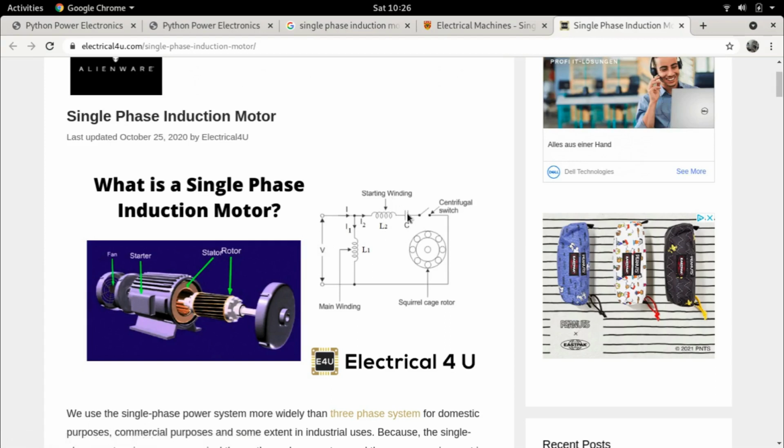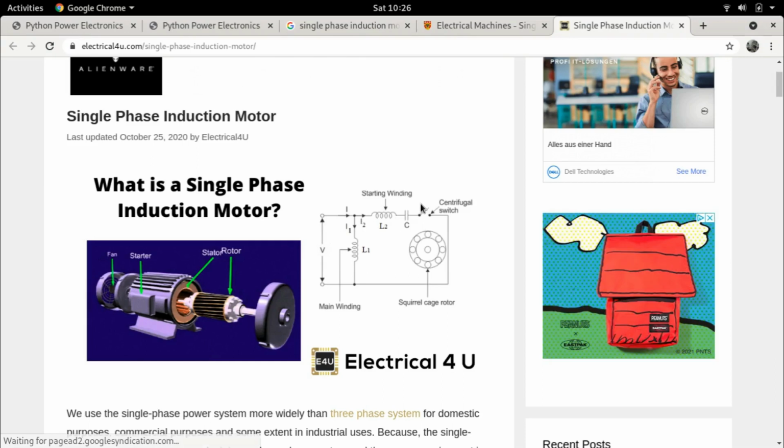This starter winding is an auxiliary winding and it usually has a capacitor in series with it. The result of this capacitor is you are now converting a single phase supply into a two-phase supply. Now this current in this other winding is now leading the voltage by a small angle. The result is you now have two currents.